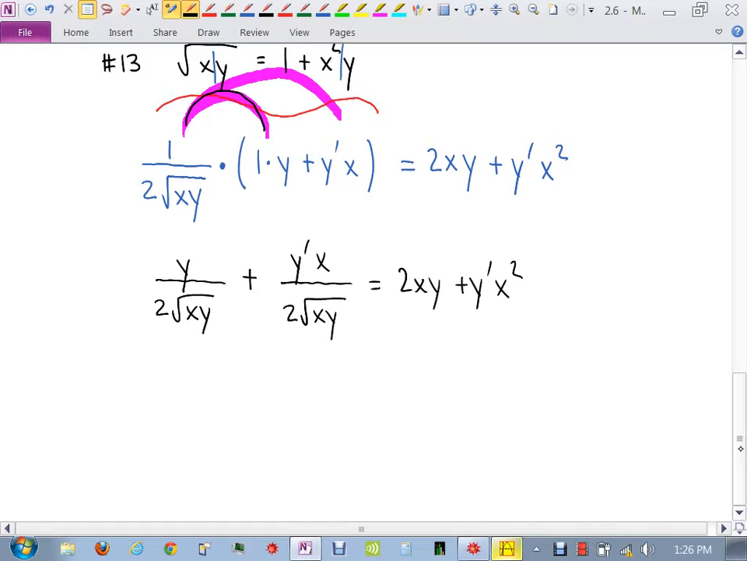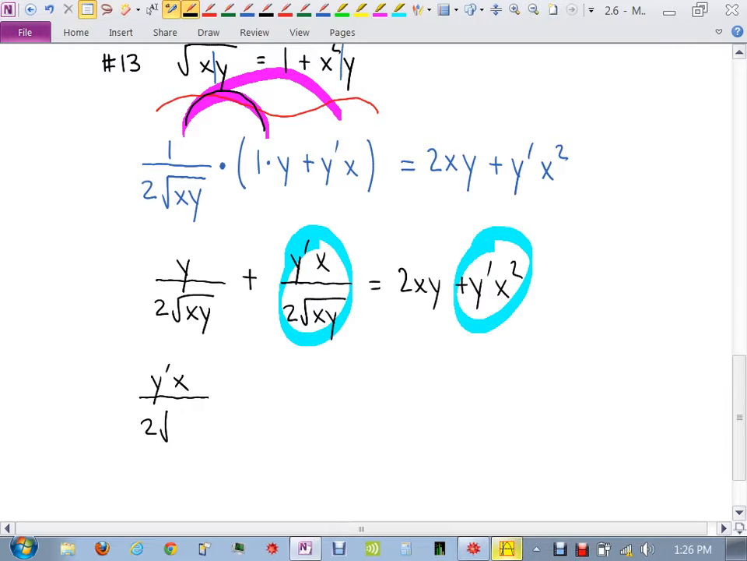Now I'm still going to do the same thing, all right? I'm going to move all my y primes to one side. So here's my y primes. Get those on the left side. Everything else to the right. You could do it the other way around if you want to. You can move all the y primes to the right, and everything else to the left. That's just the way I'm choosing to do it. So it becomes a negative y prime x squared equals 2xy minus y over 2 root xy.